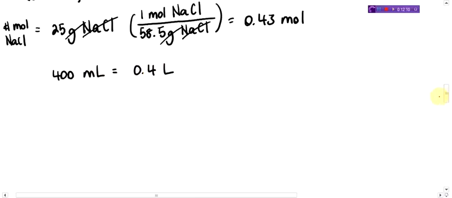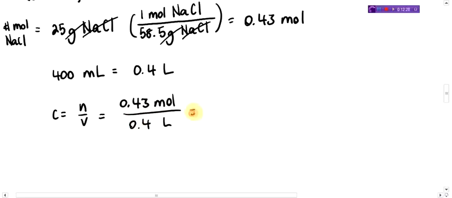So now we've got our moles, we've got our liters. We can use our equation to calculate molar concentration. So plugging those numbers in, we end up getting 1.1 moles per liter, or we could say 1.1 molar concentration of the sodium chloride solution.